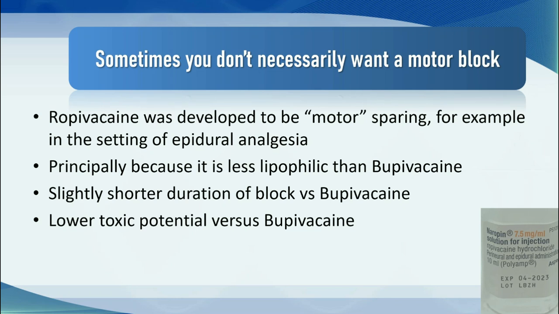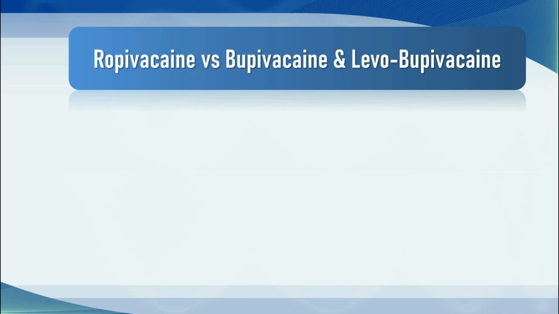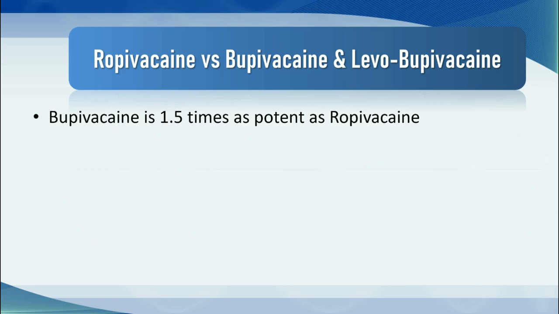The reason for that is because it's slightly less lipophilic than bupivacaine. It also has a shorter duration of action versus bupivacaine and a significantly lower toxic potential. Bupivacaine is 1.5 times as potent as ropivacaine. It's equipotent with levobupivacaine that I'll talk about in a minute.